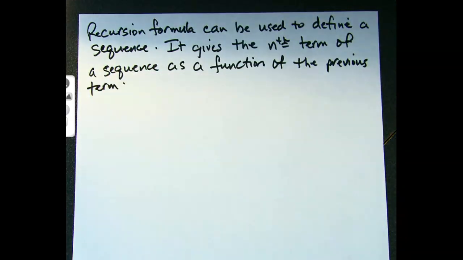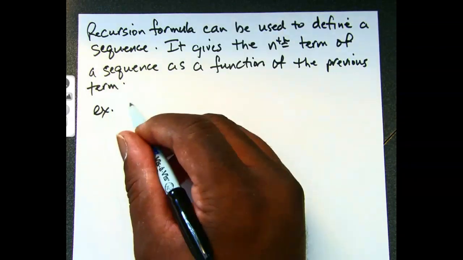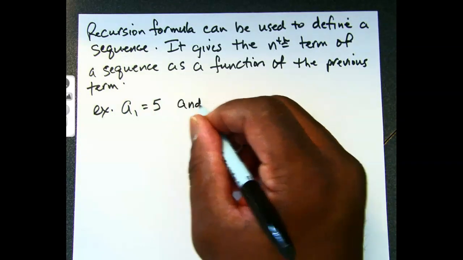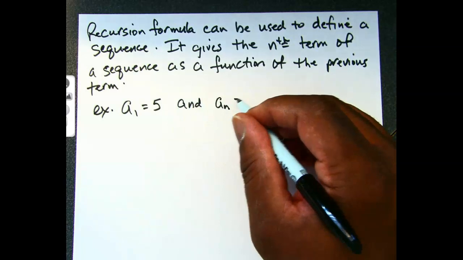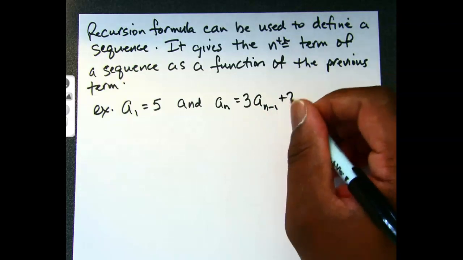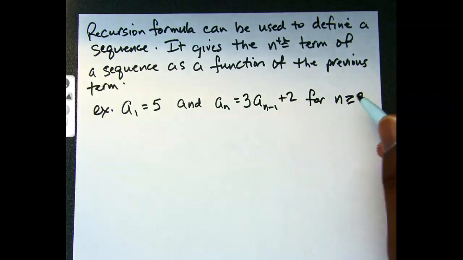So in order to find the 6th term, I'm going to use the 5th term in some sort of function. In order to find the 19th term, I will need to know the value of the 18th term, etc. So that's the recursion process. Let me give you an example. Let's say a sub 1 is set at 5, and a sub n is equal to 3 times a sub n minus 1 plus 2, for all n greater than or equal to 2.